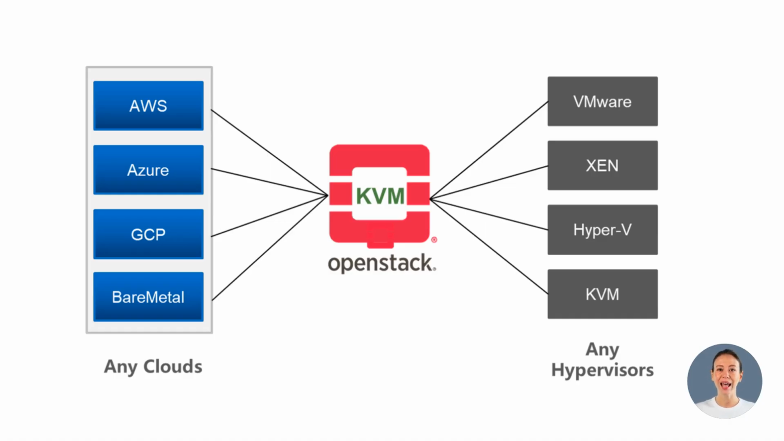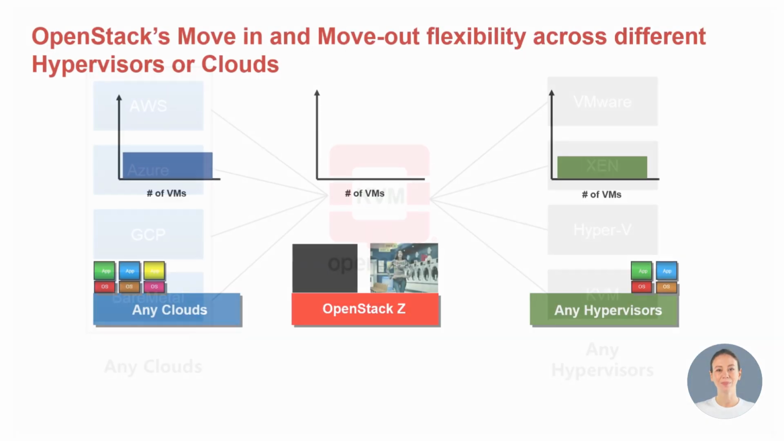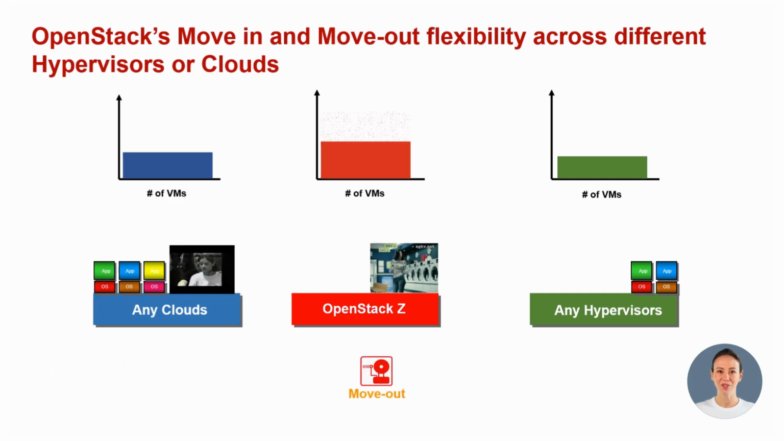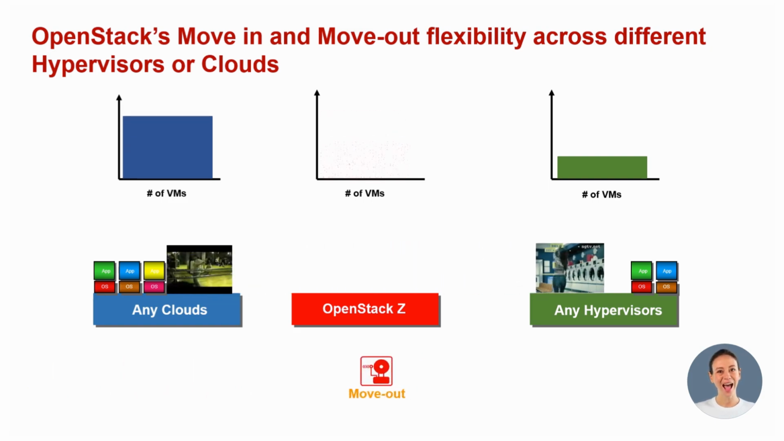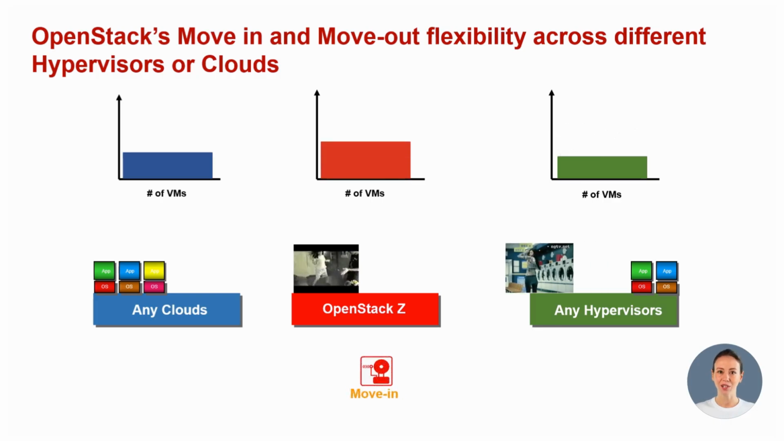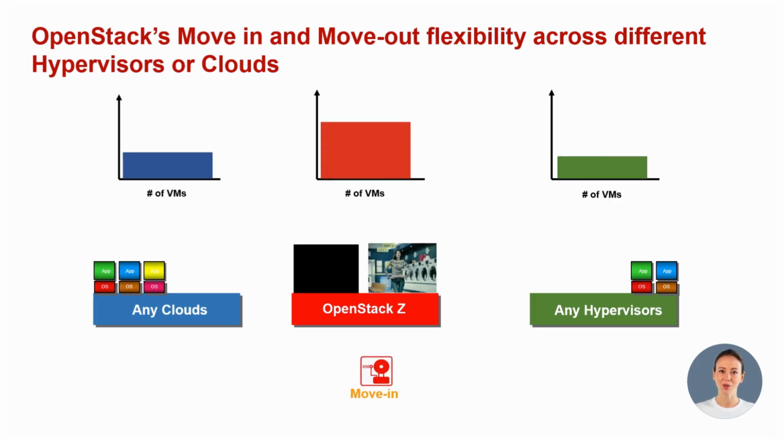Organizations can move in and out across any hypervisors or cloud platforms. The OpenStack Z project empowers OpenStack's flexible move-in and move-out capabilities for virtual machines across different hypervisors and cloud platforms, as demonstrated in this demo. Organizations don't need to worry about a complex and expensive migration from virtual machines to containers to avoid vendor lock-in.